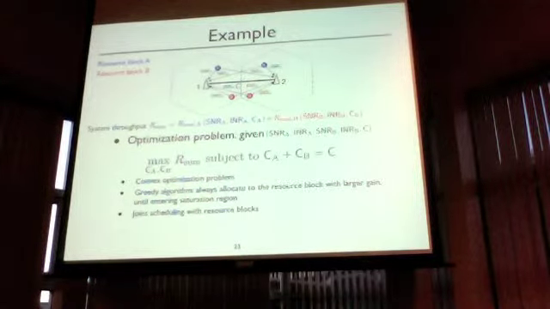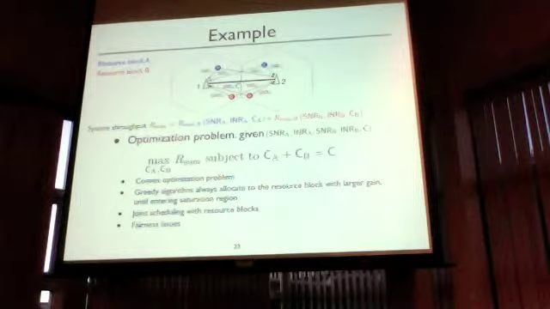There will be more issues when I allow joint scheduling with these resource blocks. So now I'm assuming that first I schedule the resource blocks, and then I schedule the backhaul capacity. But if I allow joint scheduling among the resource blocks and the backhaul capacity, then the problem becomes non-convex. It becomes more complicated, and there will need to be some future work about that.